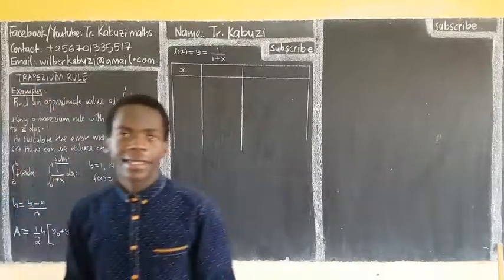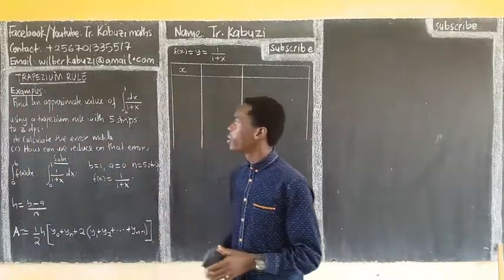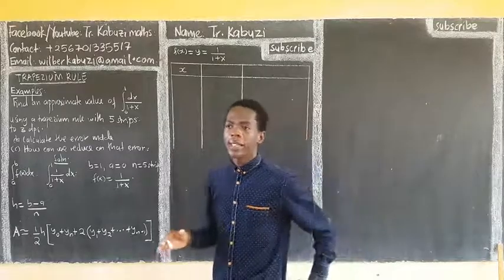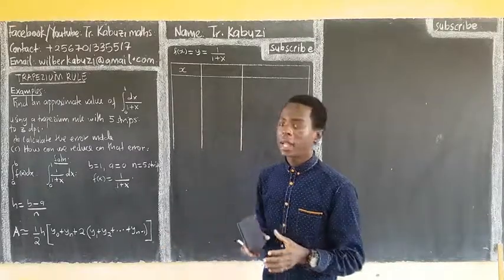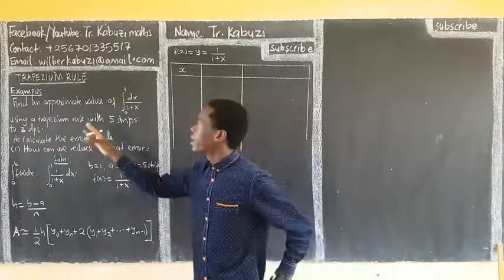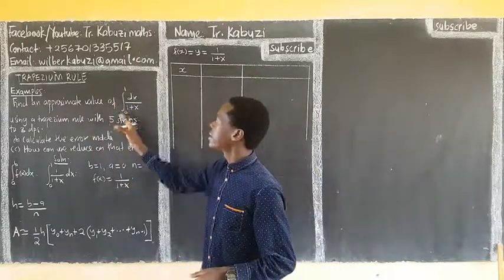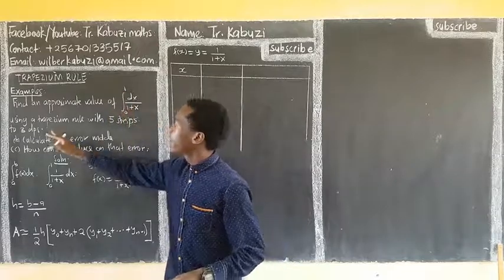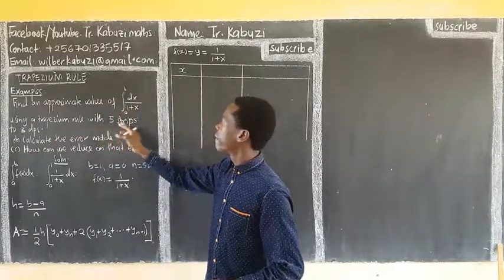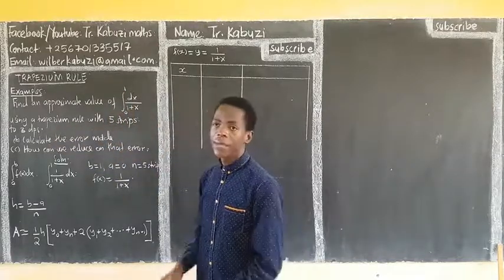Now members, let us see examples in trapezium rule. The examples are very easy. All you need is a calculator. Okay, so find an approximate value of this integral, using trapezium rule with 5 steps to 3 decimal places.